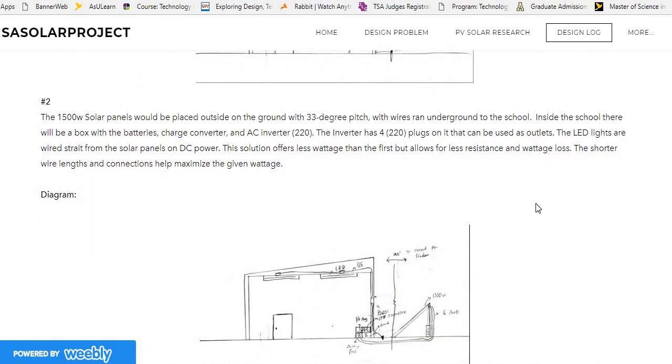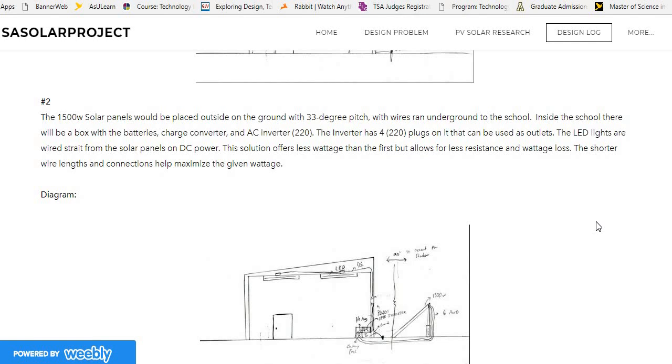Now on to solution number 2. The 15,000 watt solar panels would be placed outside on the ground with a 33-degree pitch, with wires ran underground to the school. Inside the school there would be a box with batteries, charge converter, and AC converter.